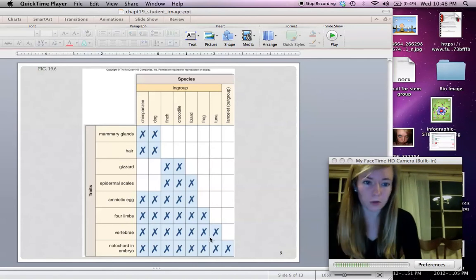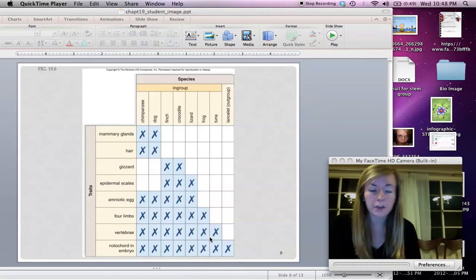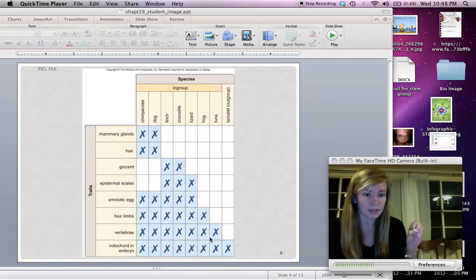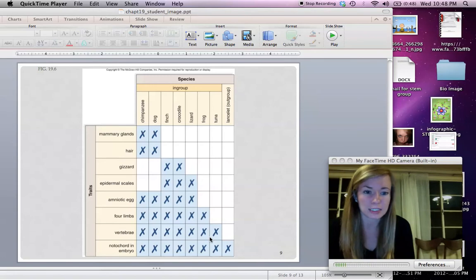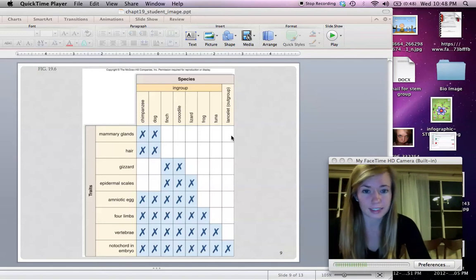And we need an outgroup to compare it to, just like we need a control variable when we're doing an experiment. We need an outgroup to say that vertebrae is a common characteristic, a shared derived character for all of the vertebrates. Because if you didn't compare it to something else, you couldn't say with confidence vertebrates are only in these things, because you have no evidence that they're not in something else. So that's what you need an outgroup for. So this lancelet is the outgroup to this whole in-group right here.